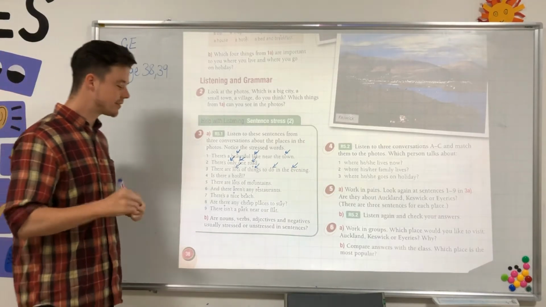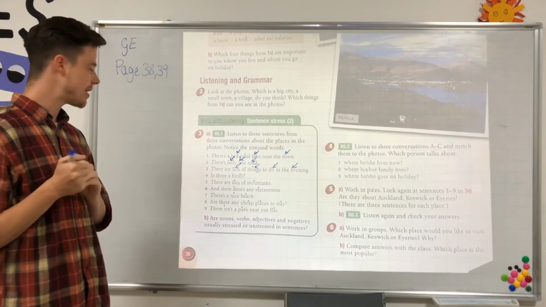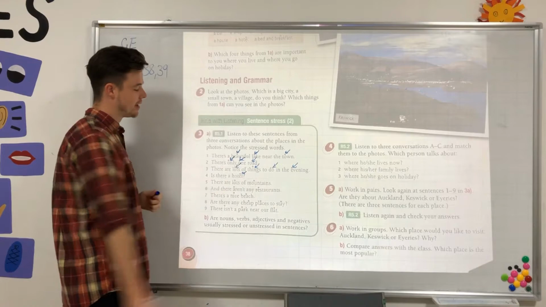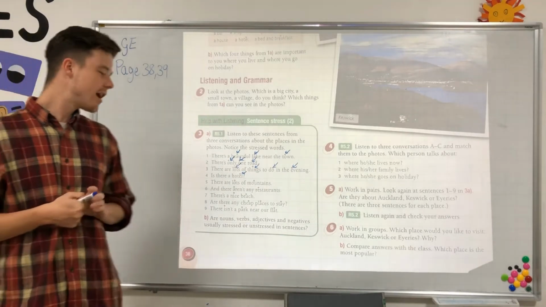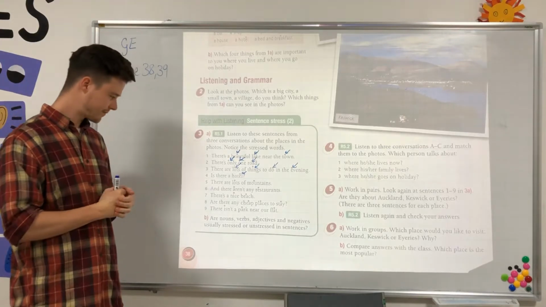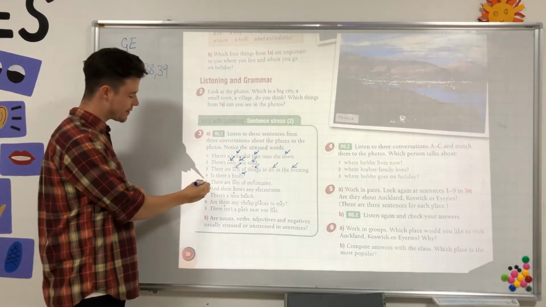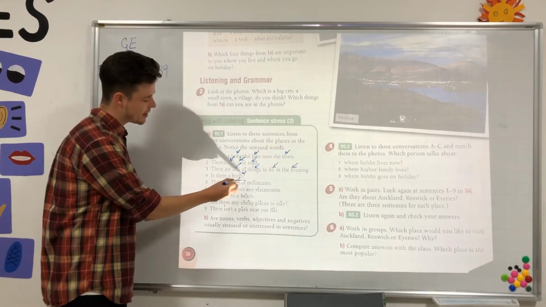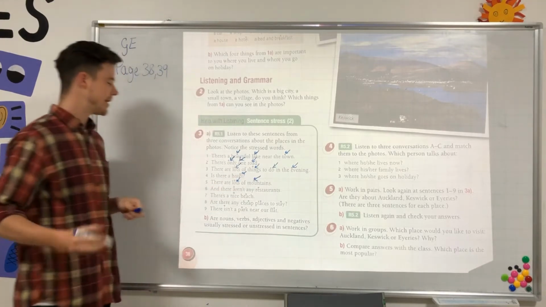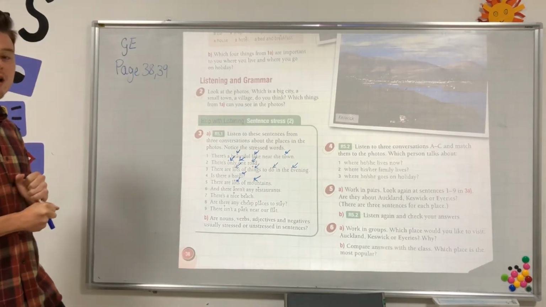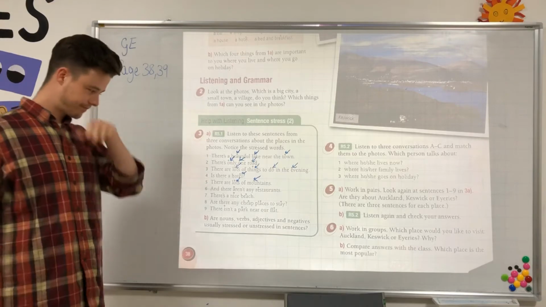Part 4, just one example of stress in this one, and that is on the word hotel. So, is there a hotel? Is there a hotel? And for now, we'll just do number 5. 2 examples of stress. We have, there are lots of mountains. There are lots of mountains.